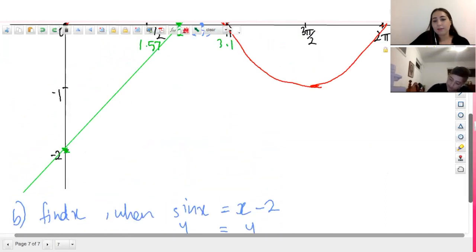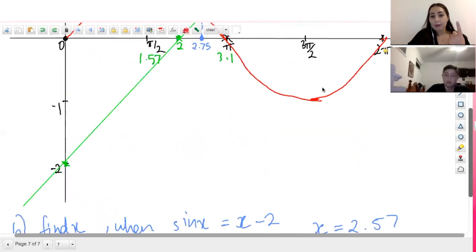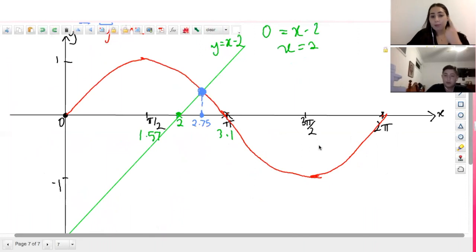Like I said, there are multiple answers because it's just the way you draw the curve and the way you interpret it. But it should be around 2.5, give or take. So we would say that approximately x equals 2.57. And there's only one x value because there's only one solution. They only intercept once between 0 and 2 pi. And that's the answer.